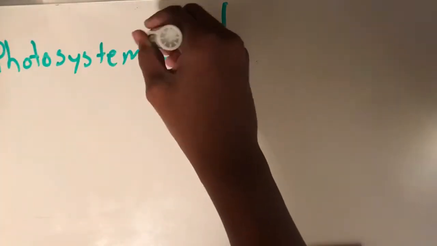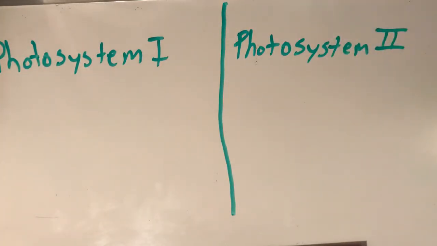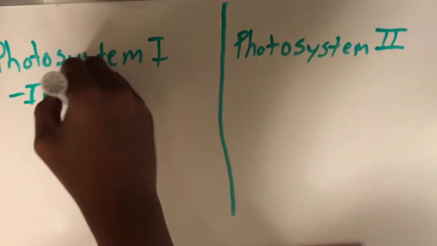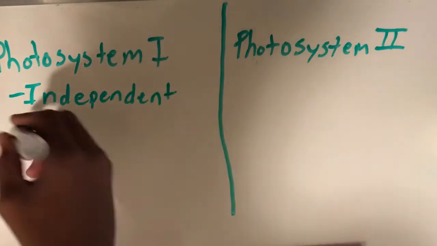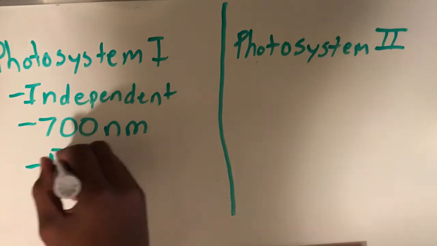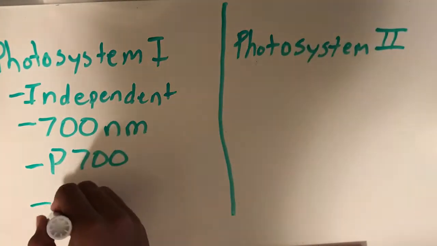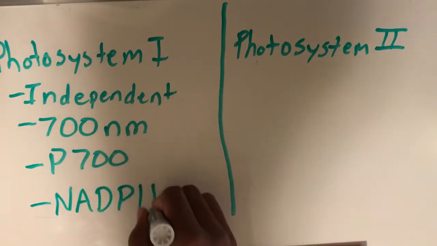Now, let's take a closer look at what actually happens in the thylakoid. Each thylakoid has two photosystems. Photosystem 1 can work independently, and it is where 700 nanometer light is absorbed, which is why it also goes by P700. P700's electron transport chain creates NADPH.